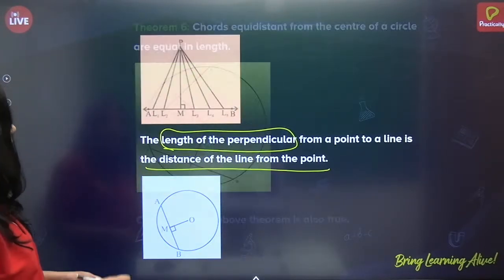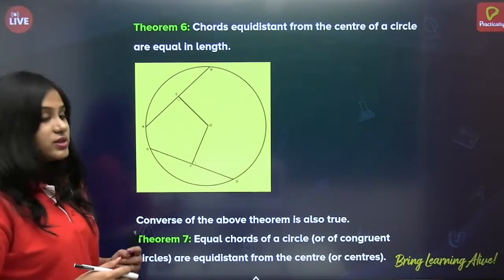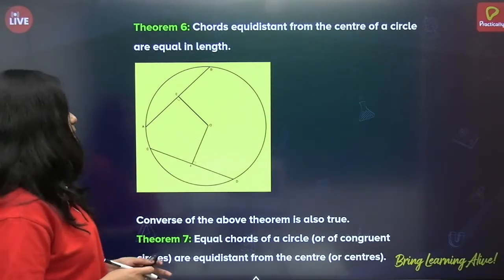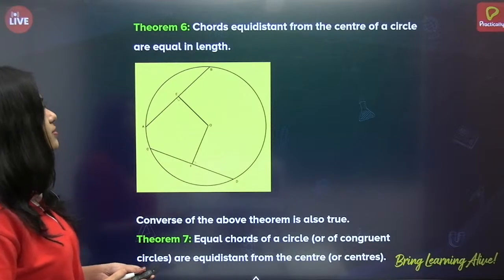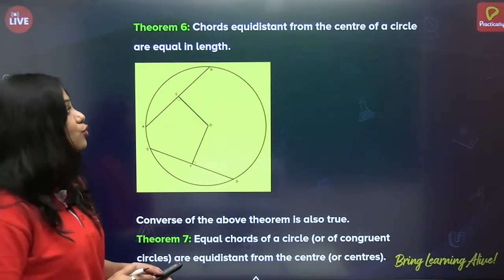Alright, next. With this, we will see what theorem we have to study. Chords equidistant from the center of a circle are equal in length.